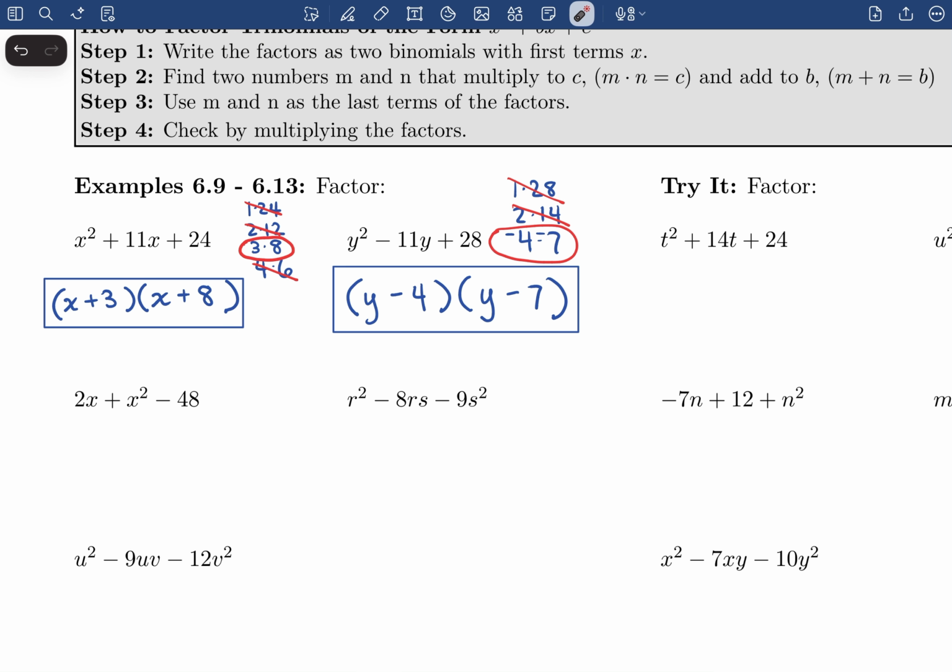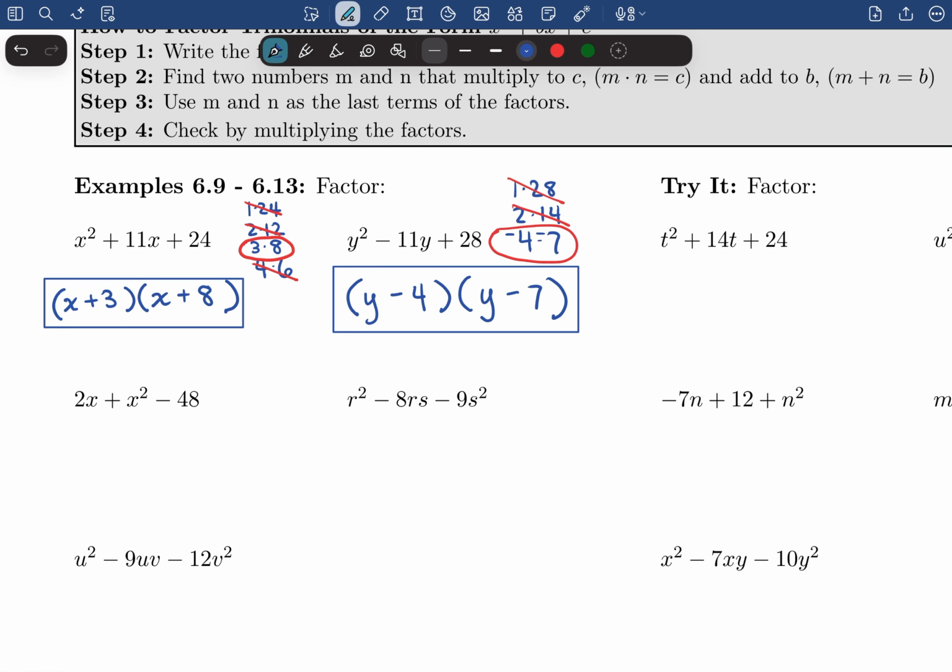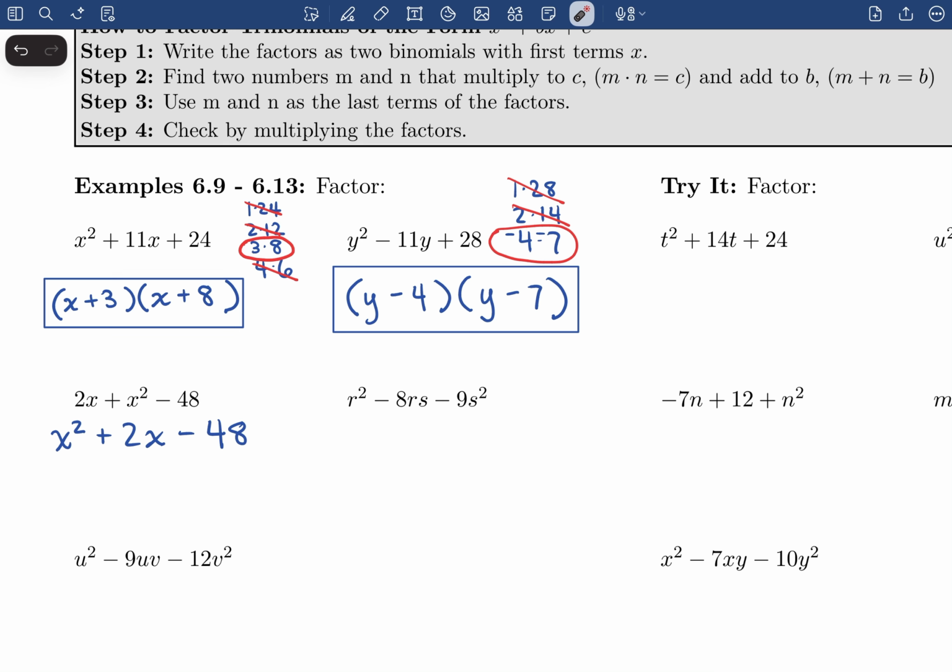Okay. And one thing that I notice as I look at this trinomial is its terms are out of order. Usually we put the quadratic term first, the linear term second, and the constant third. And so if things are out of order, go ahead and reorder them. That's my recommendation to you. So I'm going to put that positive x squared first, and then the positive 2x second, and then the negative 48 third. And now it's in order from the quadratic term to the linear term to the constant term. Great. So whenever you see things out of order, you can go ahead and take the opportunity to put them in order.